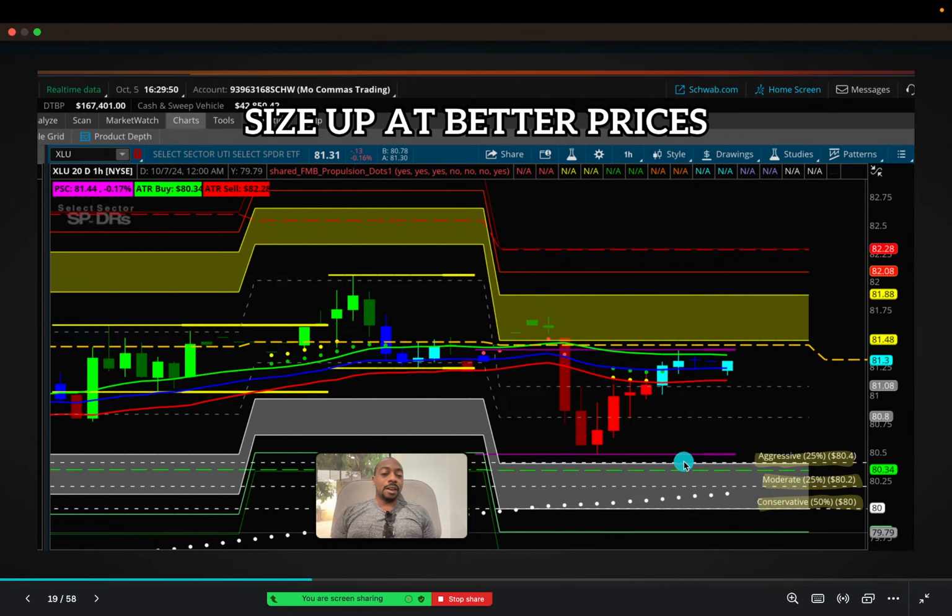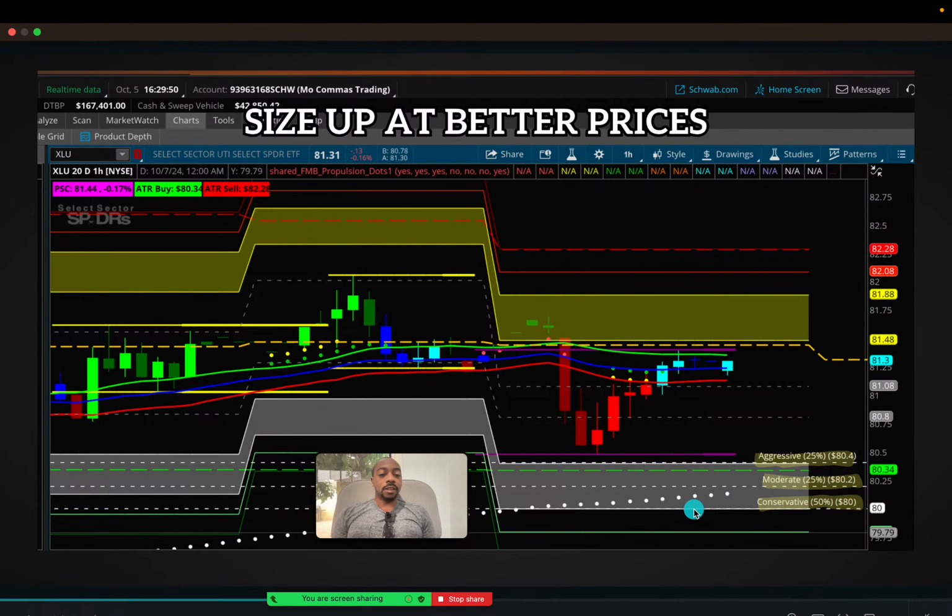Or I might decide to only take this leg and then only take the conservative leg, right? But it just gives me an opportunity to get into a particular stock if I think it's going to bounce and never come all the way down here without taking on a huge amount of risk, right? So, and then if I'm going to size up, I'm going to size up at better prices. Right.